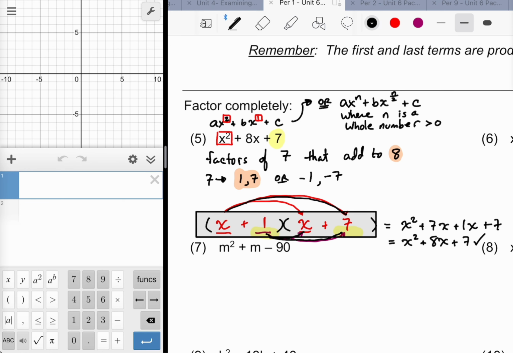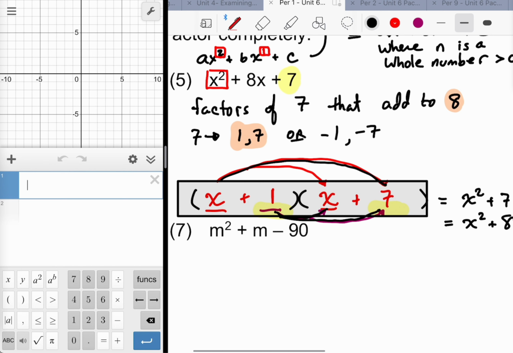All right. So looking at number 7, for example, I'd be looking for factors of negative 90 that add to, well, it's whatever the b value is. In front of that m there is an understood 1, so I'm looking for factors of negative 90 that add to 1.